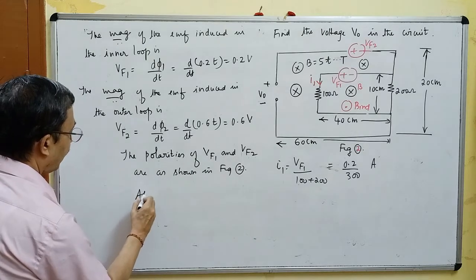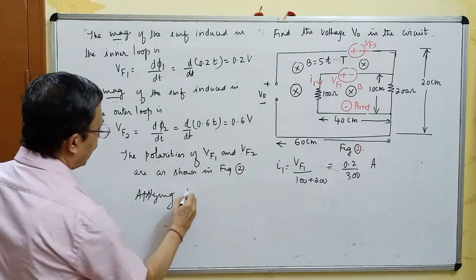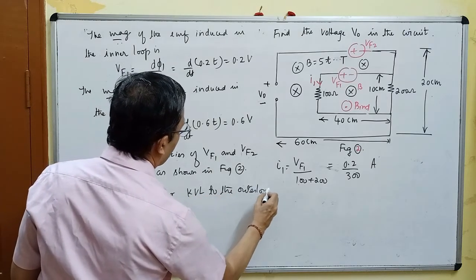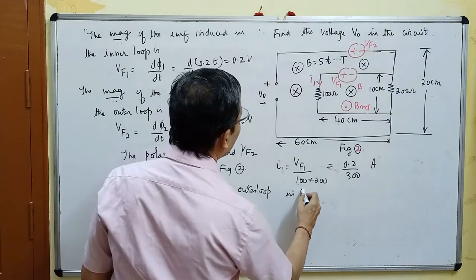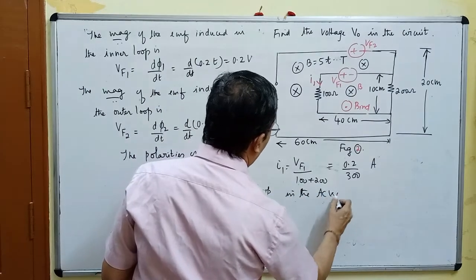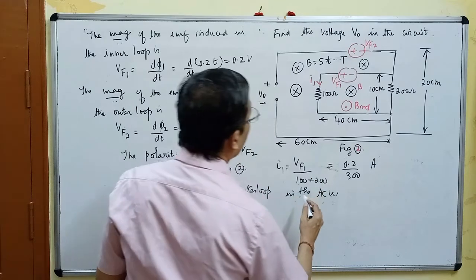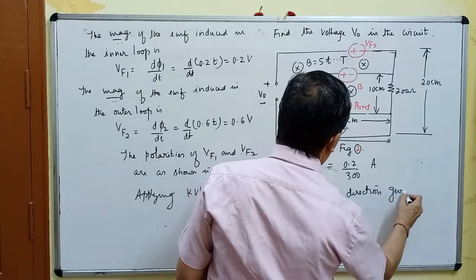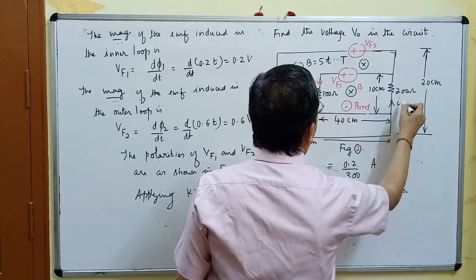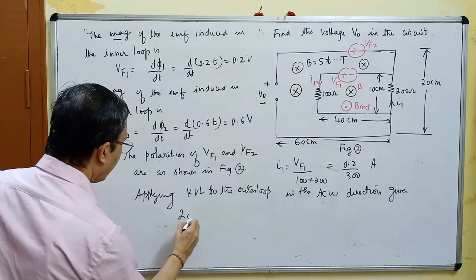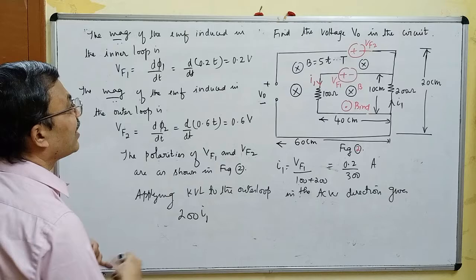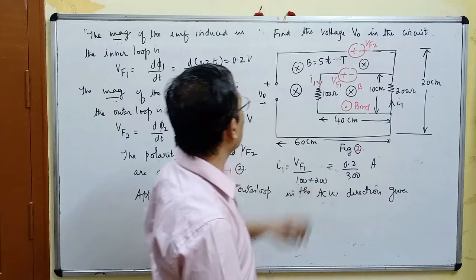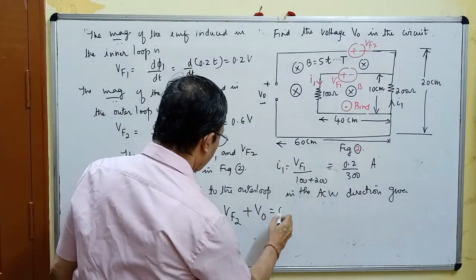Applying KVL to the outer loop in the anti-clockwise direction, this is the current I1. So start from here: 200 into I1 minus VF2, because we are moving from minus to plus, minus V0 equal to 0.